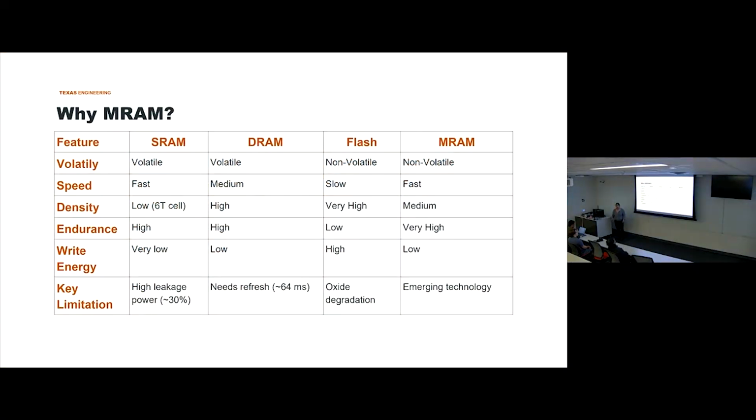It solves a lot of the issues with the limitations in SRAM, DRAM, and flash. Like flash, it is a non-volatile memory, but like SRAM, it is really fast. It also has about the same density as DRAM right now, so it's comparable to things already in mass production. It also has very high endurance and low write energy. It solves the issue that SRAM has with high leakage, it doesn't need refresh like DRAM, and SOT-MRAM doesn't have the oxide degradation problem that flash has.